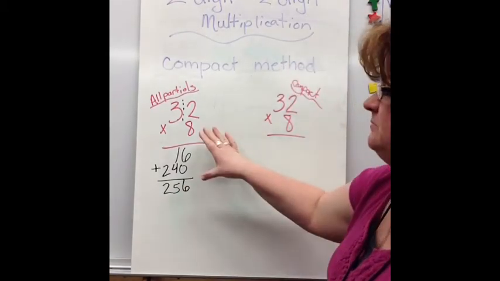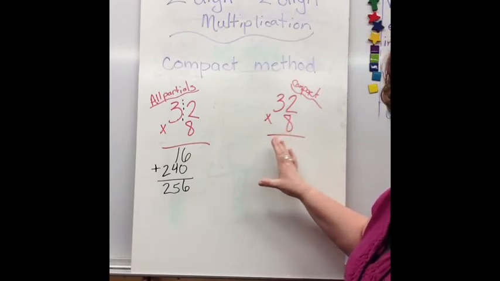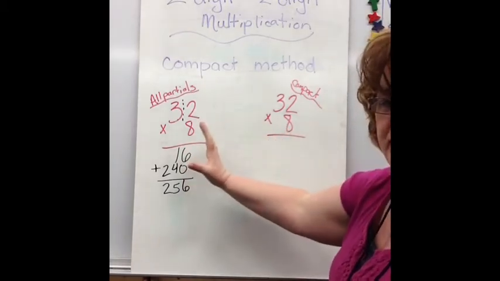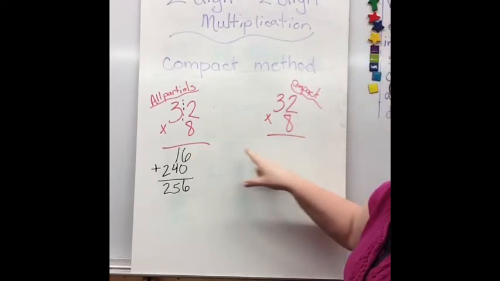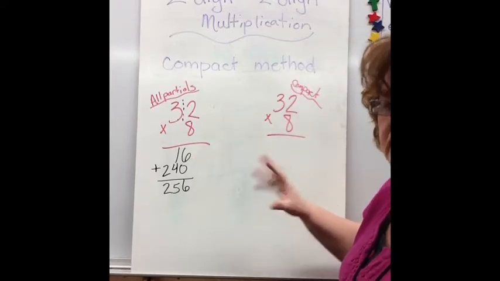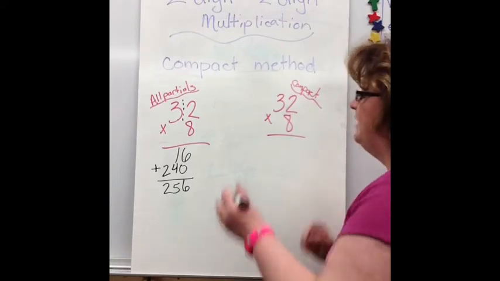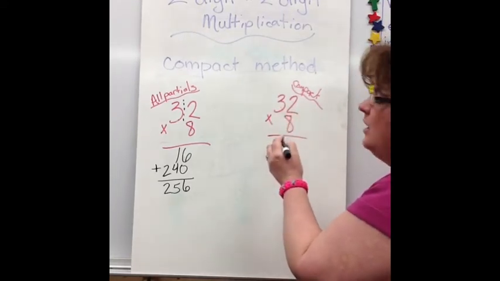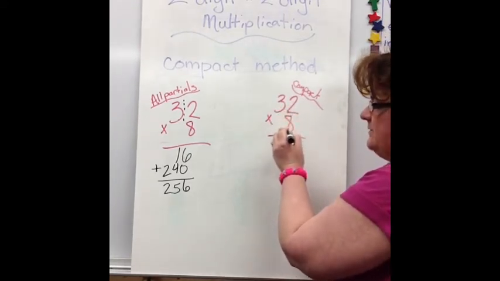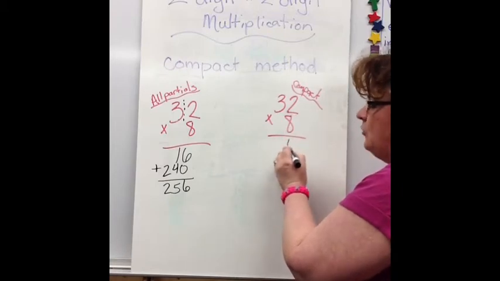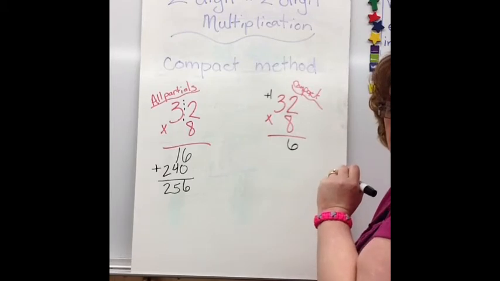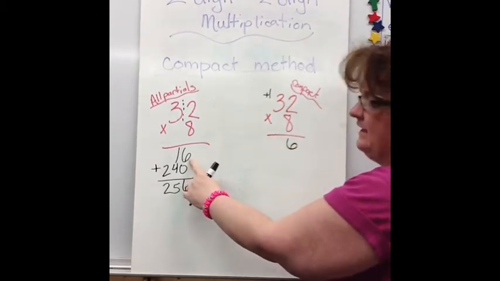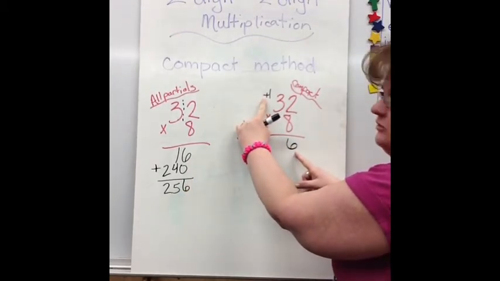Now what we're going to do is move this into the compact method. The reason I put this up first is because I want to show you where these numbers actually go when you do the compact method. A little bit different, so pay attention. When you do the compact method, you're going to do the 2 times 8, which is 16, only you put the 6 here and you're carrying the 1. So you still have the 16, only we've divided it into two areas.